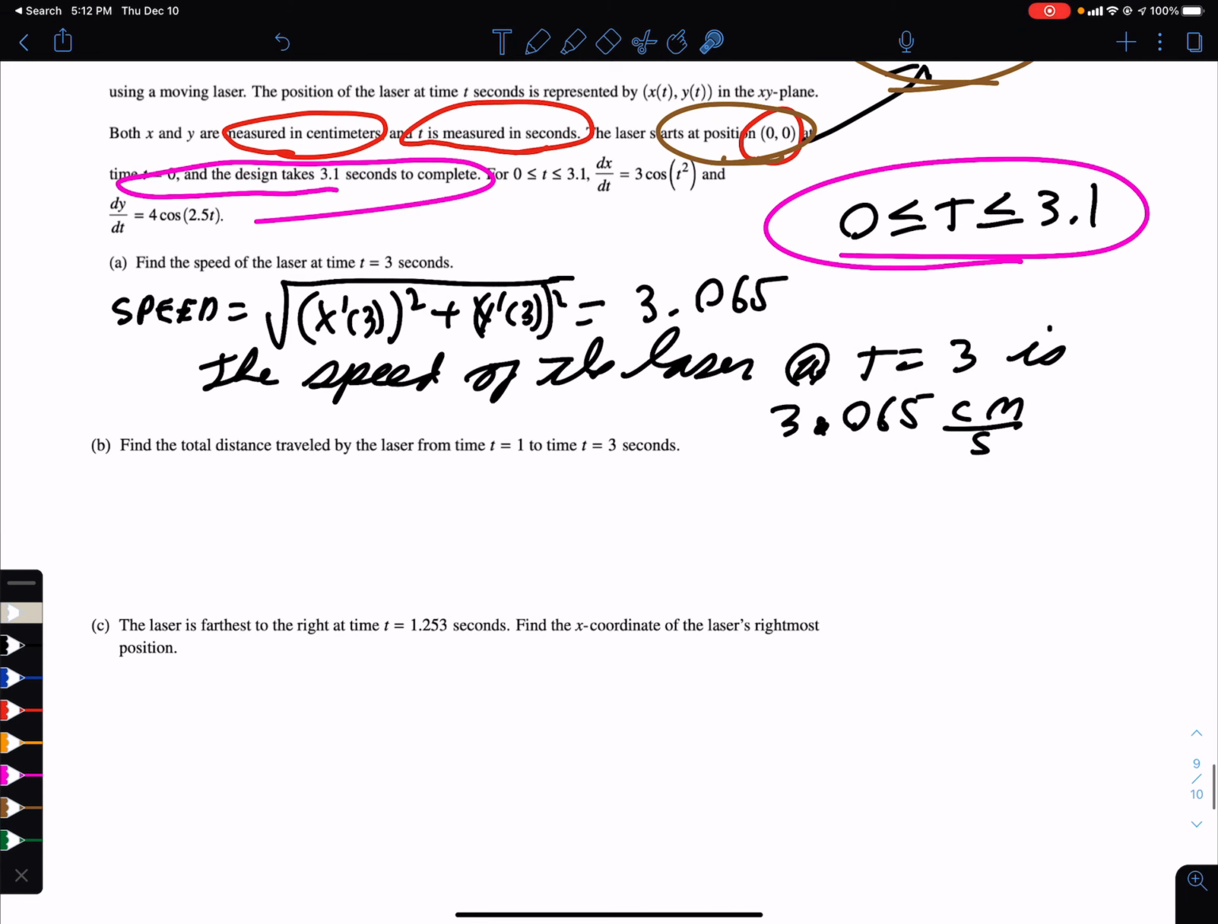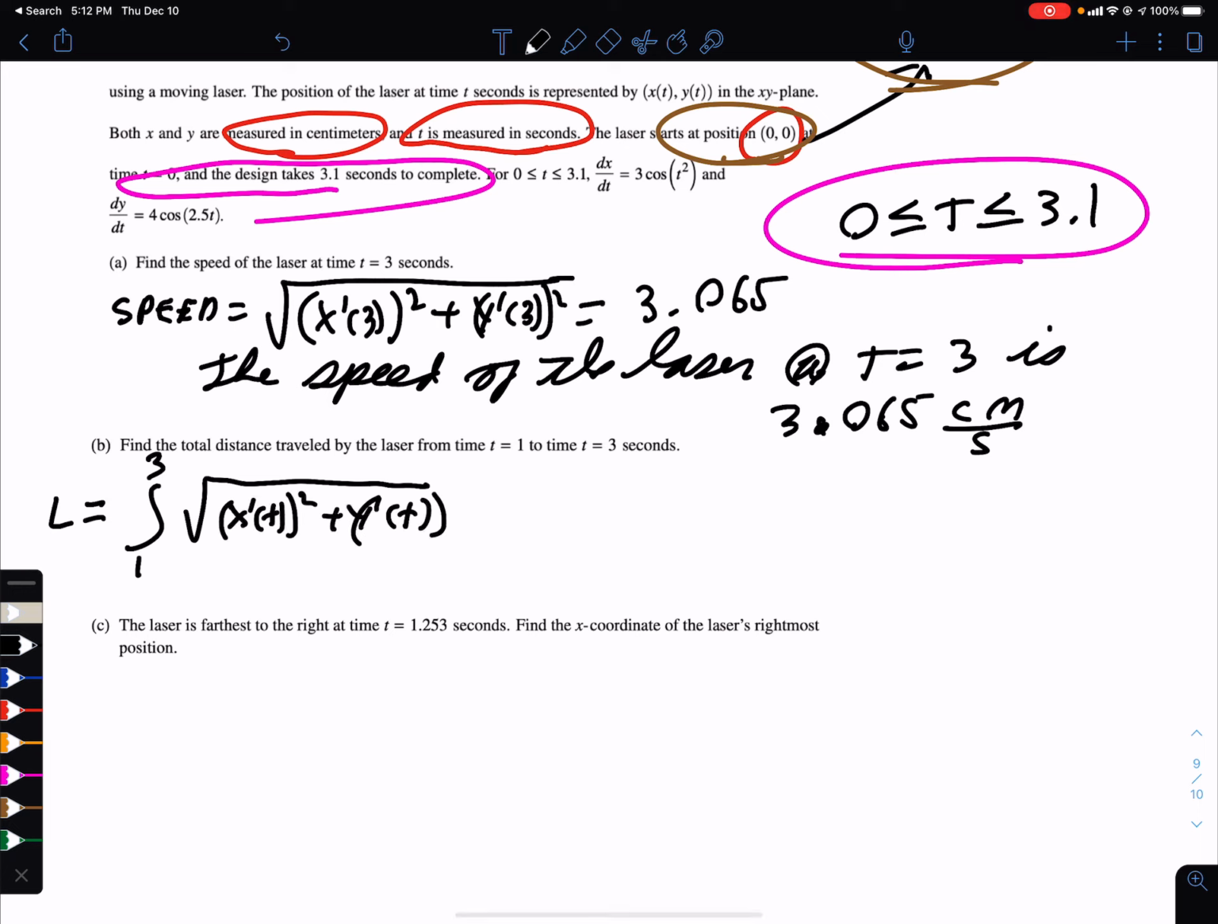That's arc length. Arc length. So the length or distance traveled is from 1 to 3, and it's going to be the Pythagorean theorem on that triangle, which is the square root of x prime of t squared plus y prime of t squared, dt. And again, you just pop that in your calculator and you get 7.090.